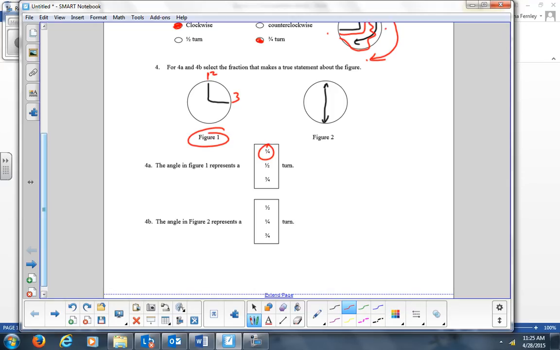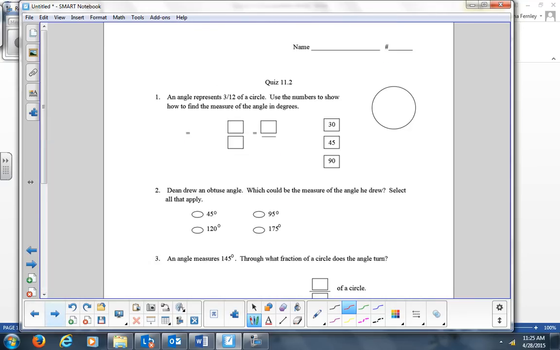All right, figure 2. What kind of turn is that one? Najee? A half turn. Good. Okay. That one wasn't so hard. You guys did relatively well on that one. All right, 11.2. Okay, so if Miss Renlee had done this part correctly, it would look like that. So you're filling in the blanks.